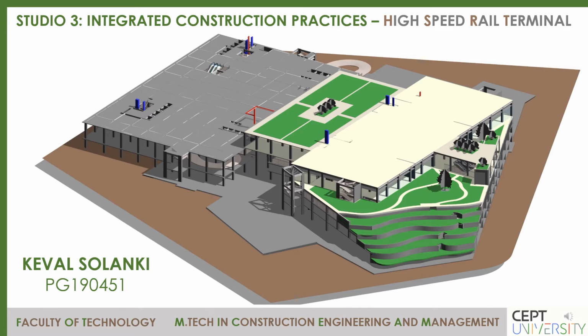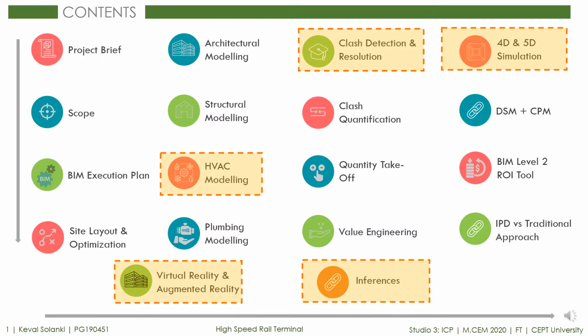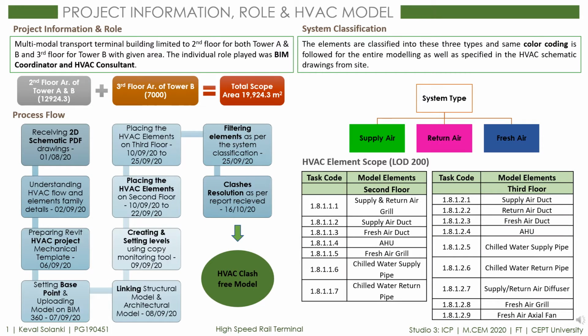This studio integrates the Lean and the BIM principles, giving insights into the practices followed in industry and the application on the field. The project we have selected is High-Speed Rail Terminal Building. This is the list of the deliverables we performed in our Studio 3 project, and the highlighted topics are presented in this portfolio. The scope of our work was limited to the second floor and third floor, and the total area considered was 20,000 meters square.